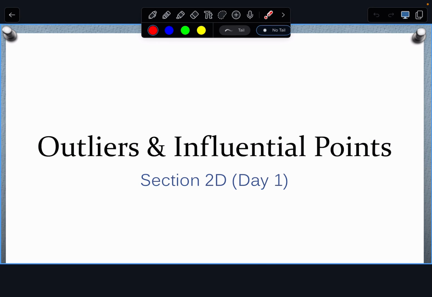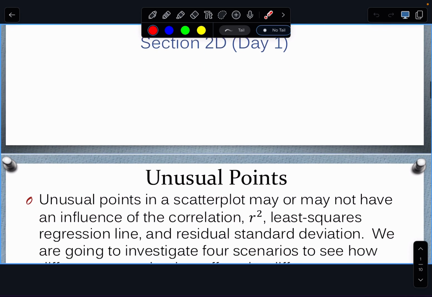We're going to start talking about outliers and influential points. Now, we talked a little bit about outliers in the first part of the unit. We talked about how they affect correlation. Correlation was non-resistant, okay? But as we're looking at the different aspects of these quantitative analyses, we're looking at regression lines, slope and y-intercept, correlation and correlation squared, and residual standard deviation. And so we want to know what kind of effect these different outliers have on those concepts.